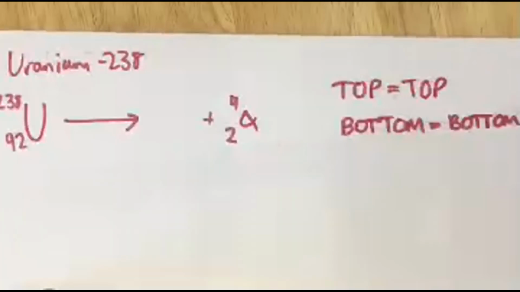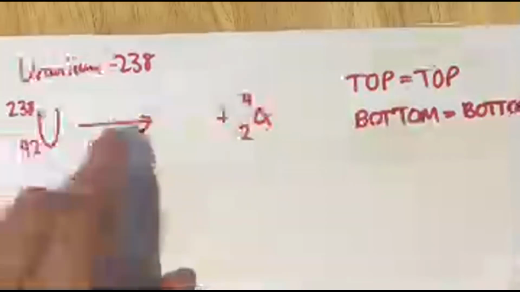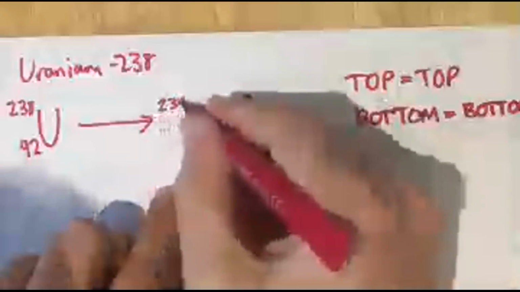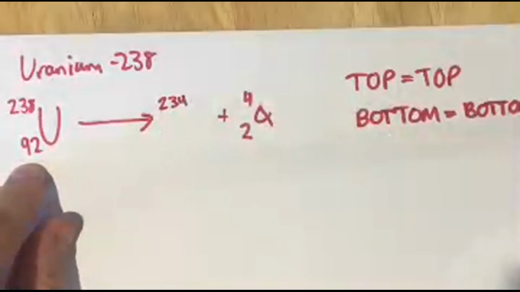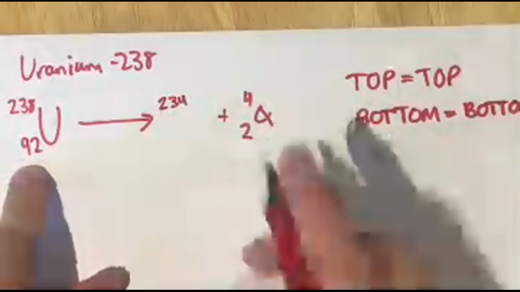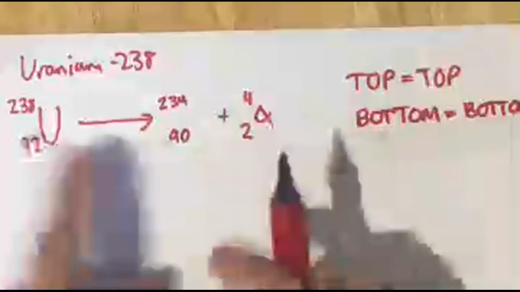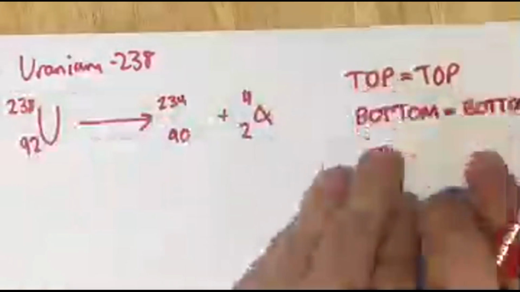So if I take this, I've got 238 breaks down into something plus 4, so the top is going to be 234. If I look at the bottom, I have 92, 2 of them have broken off, so it's going to be 90. So 90 plus 2 equals 92, and 234 plus 4 equals 238. So top equals top, bottom equals bottom.